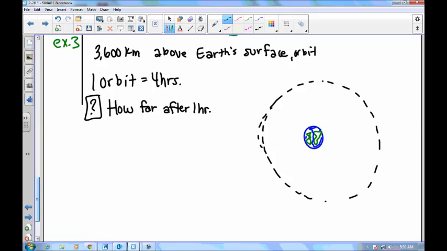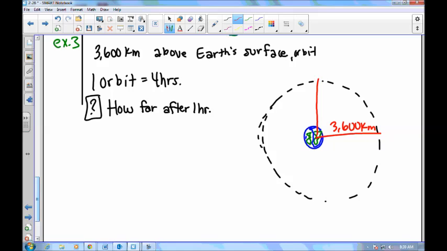Okay, notice the orbit, is it rectangular? No. The orbit would be circular. And it tells you the radius, which is the distance from the surface. Kilometers. Okay? Now it says one full rotation takes 4 hours. Please tell me when to stop when I've hit 1 hour. Stop. Good.